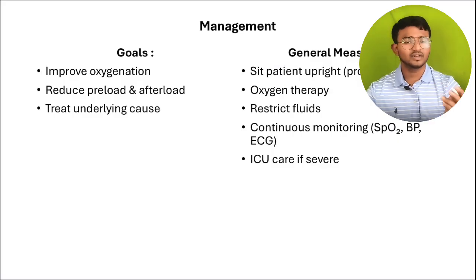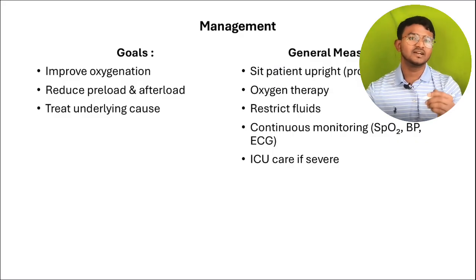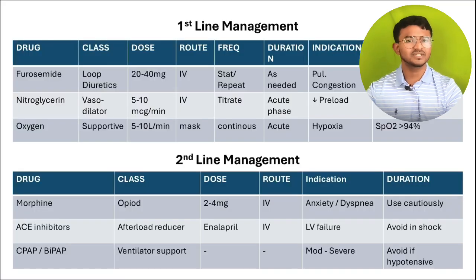Next one, we have to restrict the fluids. If the patient has cardiogenic congestive heart failure or chronic kidney disease, fluid restriction is very important, and a DASH diet, meaning less salt, is also very important. And we have to continuously monitor saturation, ECG and blood pressure. Okay. Next, in severe cases we have to send the patient to ICU.